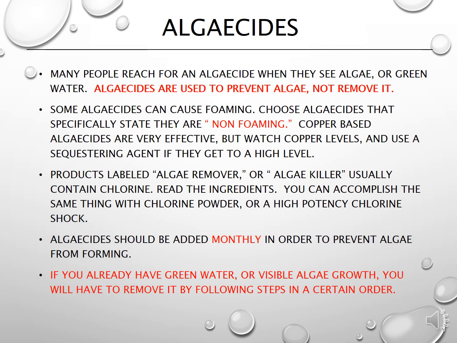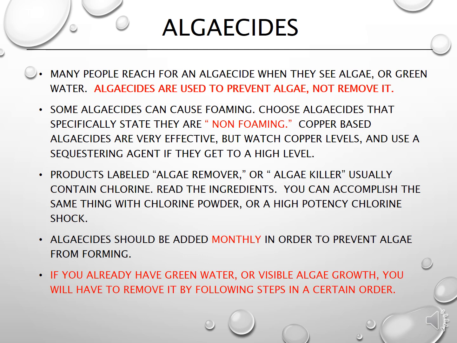Many people reach for an algicide when they see algae or green water, but algicides are used to prevent algae, not remove it. Some algicides can cause foam. Choose algicides that specifically state they are non-foaming. Copper-based algicides are very effective, as algae cannot grow in a copper environment. But watch accumulations of copper levels and use a sequestering agent if they get too high, or it can cause staining. Products labeled algae remover or algae killer usually contain some type of chlorine.